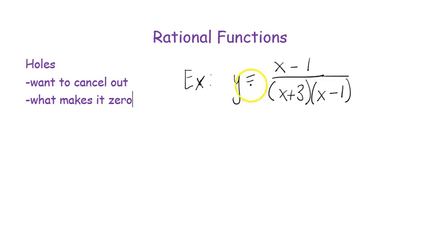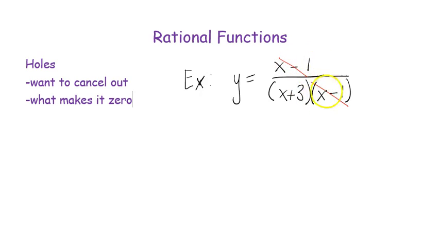For example, if I have y equals x minus 1 over x plus 3 times x minus 1, we have a denominator that has already been factored, but when you look at it, you want to cancel out this x minus 1 and this x minus 1. We're used to doing that.